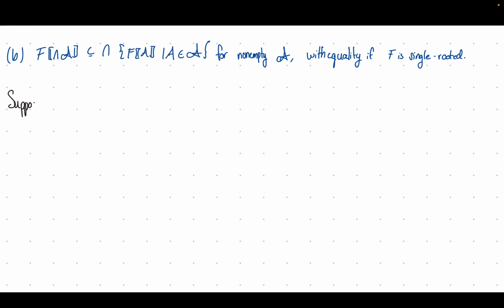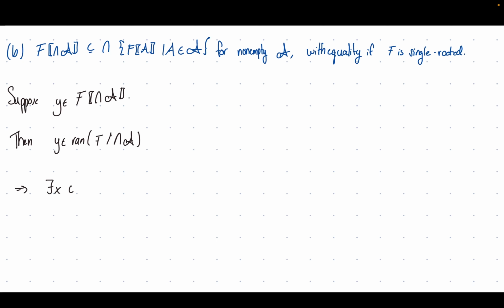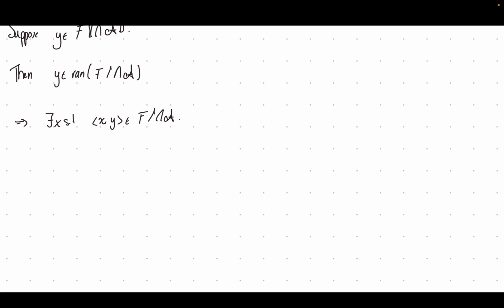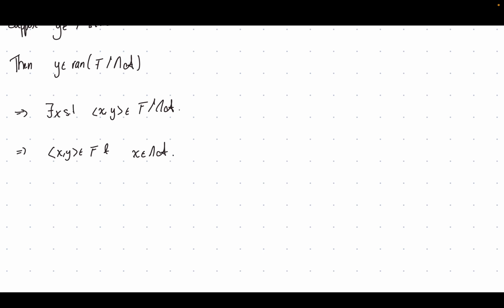Let's suppose y is in f image intersection of script A. Then y is in the range of f restricted to the intersection of script A, which implies that there is some x such that x comma y is in f restricted to script A. Now this implies that x comma y is in f and x is in the intersection of script A.